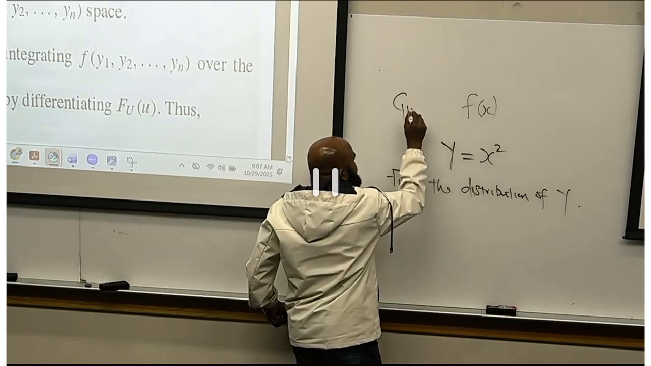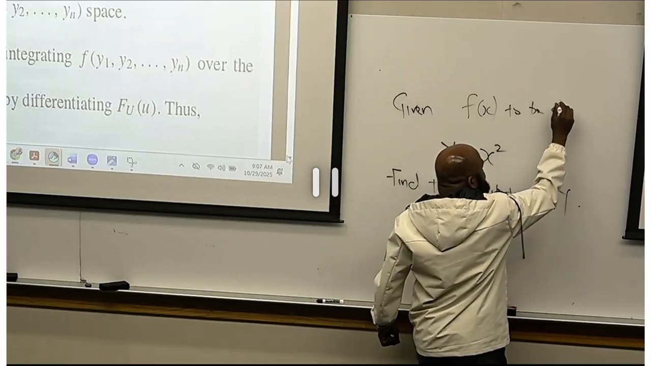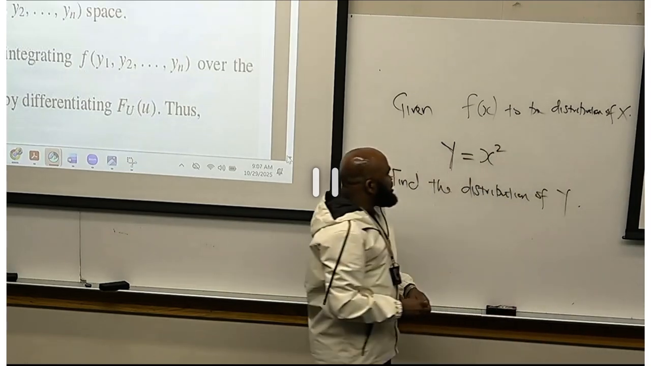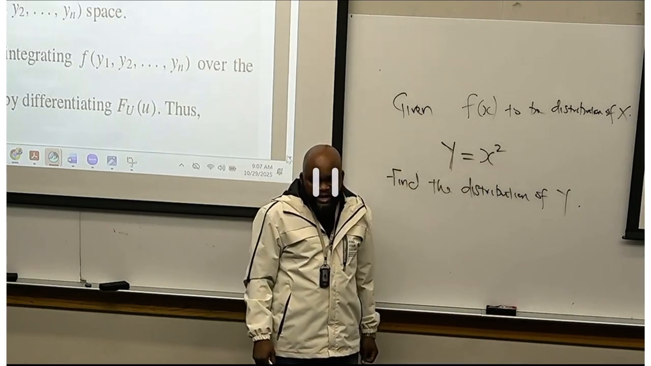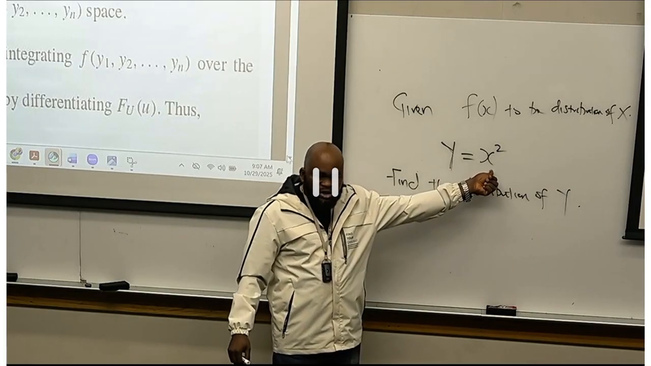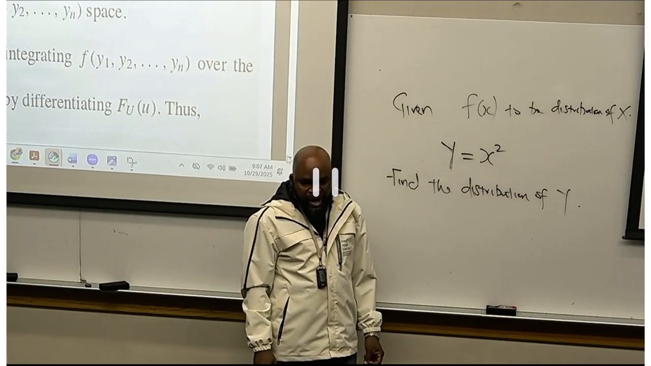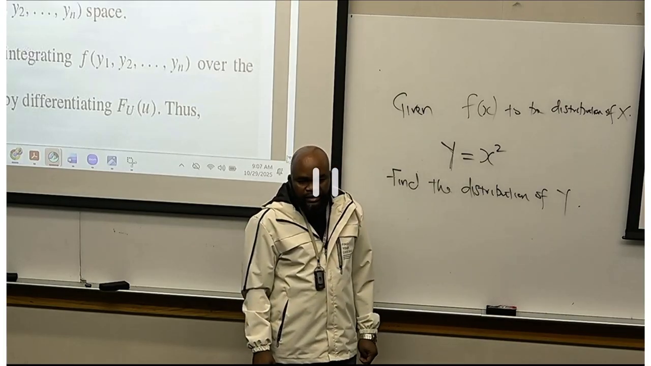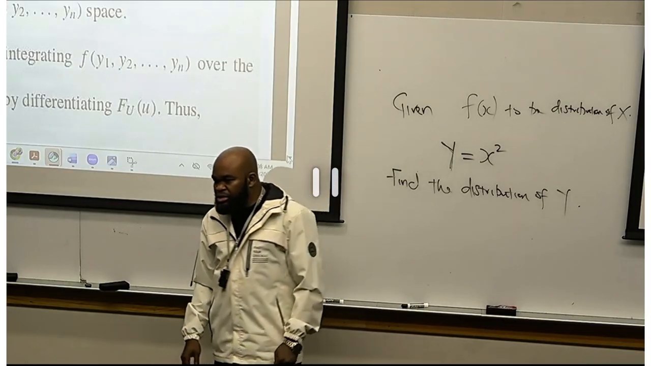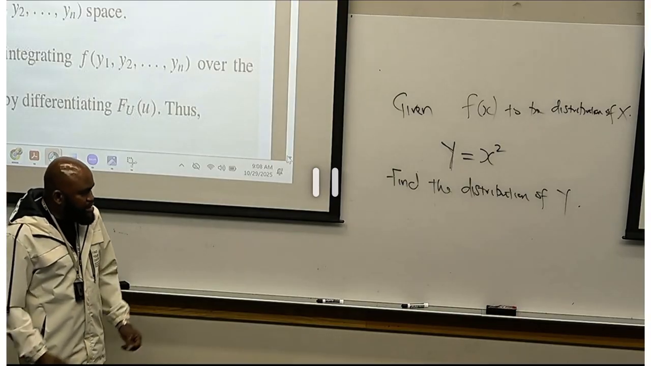You were given f of x to be the distribution of X. If you're given f of x as the distribution of X, and we are defining a new variable that is a function of X, then the question now is, can we have a way to also figure out the distribution of Y? We know the distribution of X, but we want to figure out the distribution of Y, where Y is a function of X. That is the focus here.